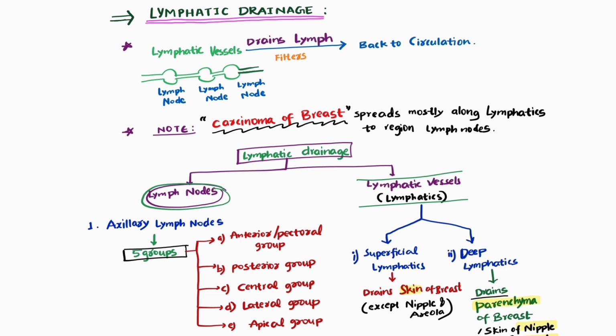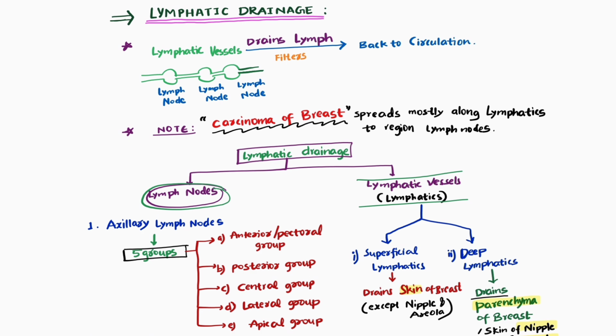These lymphatics will bring the lymph back to the heart, and back to circulation. It will circulate again and again. And here the note is the most important: carcinoma of the breast spreads mostly along lymphatics to regional lymph nodes. As part of this topic, carcinoma of the breast, we will discuss it separately in clinical anatomy. Here we see lymphatic drainage, lymph nodes and lymphatics. So lymph nodes, you have to remember these lymph nodes.